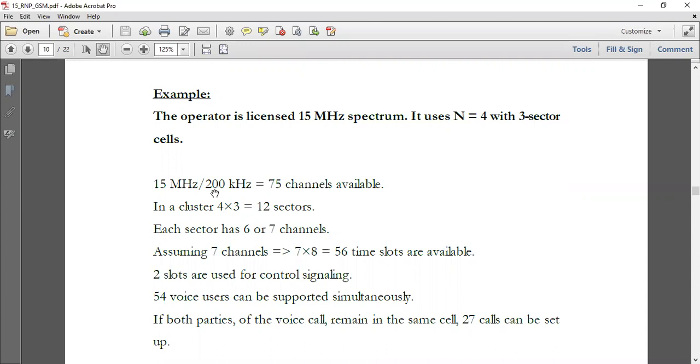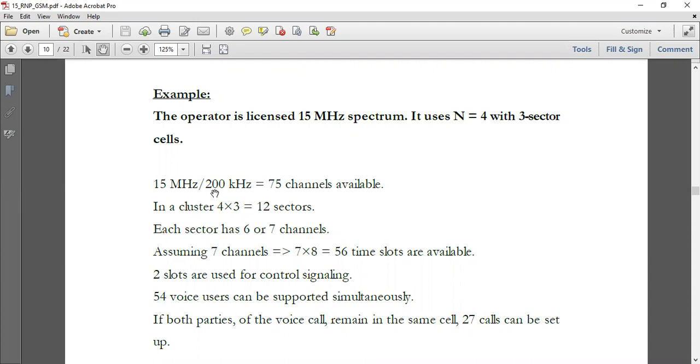If you consider cells with 7 channels, then there will be 56 time slots, or 56 voice users can access resources or be on calls in a sector. You have 7 channels in a sector, but a channel, a 200 kilohertz chunk, is time shared by 8 people. You also have TDMA on top of FDMA. So every 200 kilohertz chunk will be time shared by 8 people. So 7 times 8, 56 time slots are available, or 56 users will be able to access together. For voice, you need just 1 time slot. For data, it can be 1 or more.